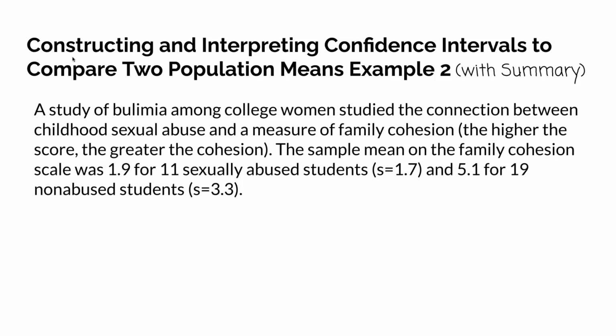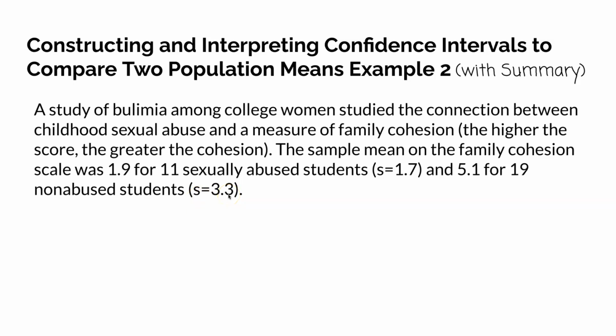The sample mean of the family cohesion scale was 1.9, the sample average for family cohesion. So the higher score means what? They have a great cohesion with their family members. 1.9 for 11 sexually abused students, and their sample standard deviation was 1.7. It's given to us as s equals 1.7. And 5.1 for 19 non-abused students. The sample standard deviation for non-abused students was 3.3.